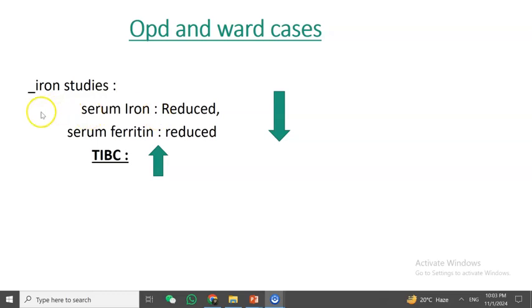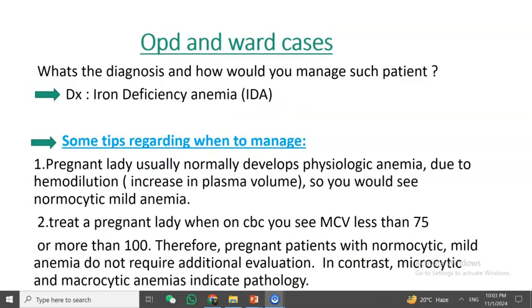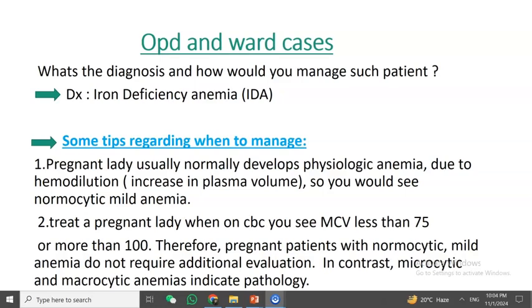So iron studies have been done and it showed serum iron reduced and serum ferritin reduced. It is the typical feature of iron deficiency anemia, and TIBC is increased. So it shows that the patient has features of iron deficiency anemia. So what is the diagnosis and how would you manage such a patient?